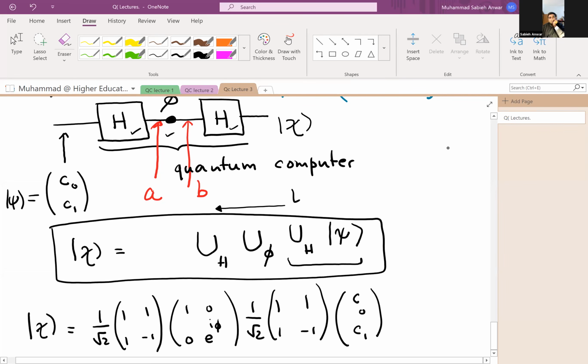If I take 1 half, 1 half, 1 half, 1 half, this is a Hermitian matrix, but it's not a Hadamard matrix. Okay? Thank you.